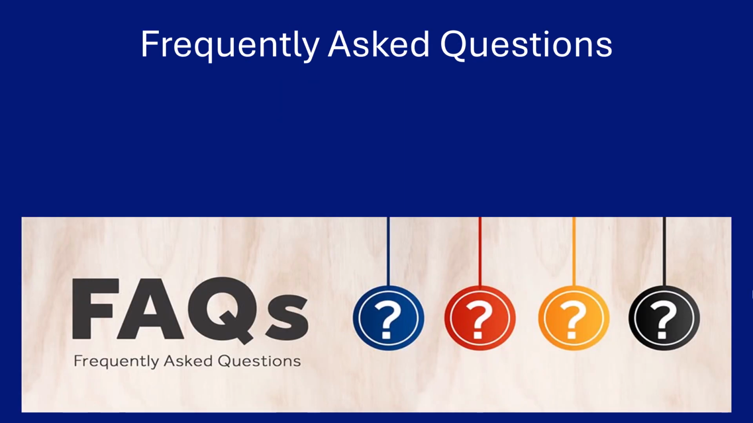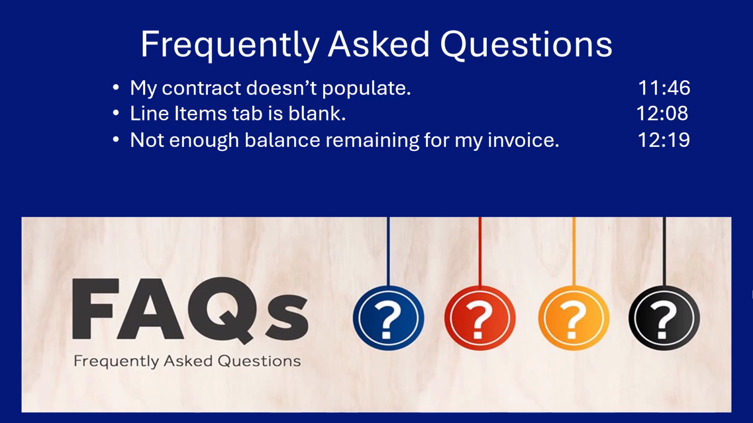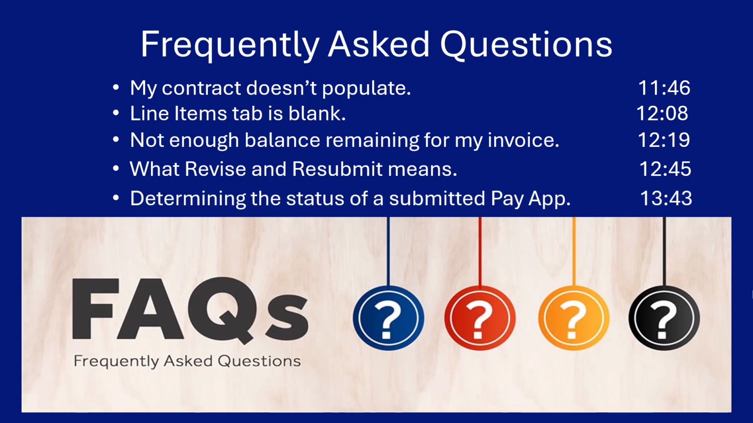In this section, we will review frequently asked questions relating to when you're unable to see your contract record, what to do when your line item tab is blank, when there is not enough balance remaining for your invoice, what revise and resubmit means, and determining the status of a submitted pay app.